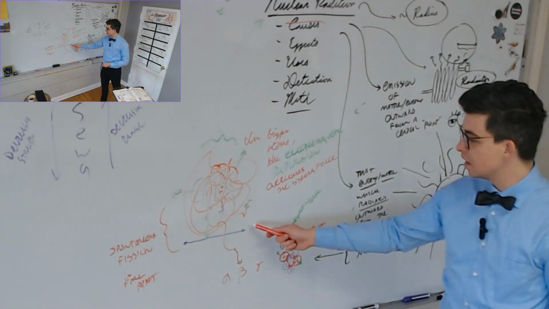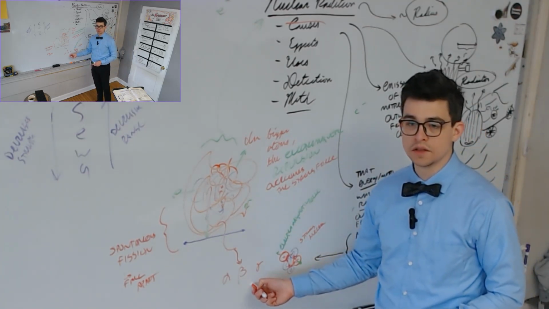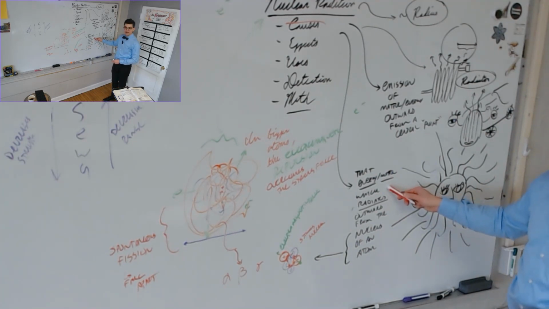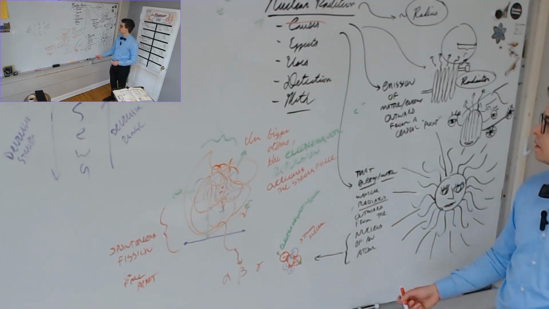So the effect of this unstable nucleus is that it emits these particles. They radiate outward from the nucleus of an atom. It's nuclear radiation.